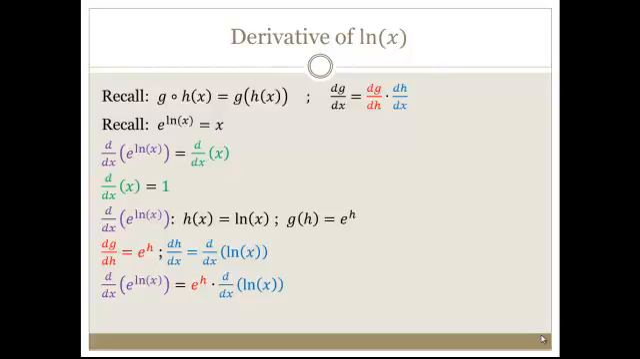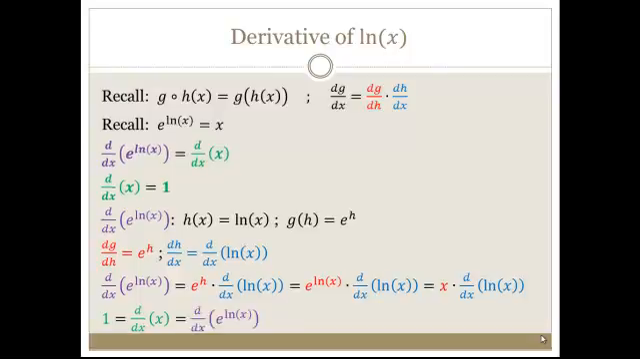However, using the chain rule, we have that the derivative of e to the ln of x with respect to x is e to the h times the derivative with respect to x of the natural log of x. Then we replace e to the h with e to the natural log of x. But e to the natural log of x is just x.